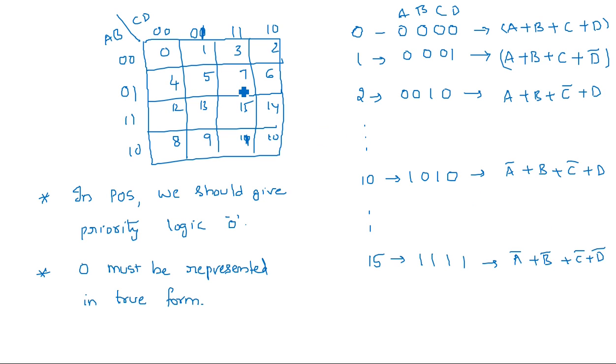Okay, suppose if any value is there here like 0, then you have to map like this. What is the number for this one? 7. 7 means what is the answer? 0111. 0111 means what is the expression? A plus B bar plus C bar plus D bar. This is the expression for this particular 0 which is there in this particular location 7. Hope you understand. Okay, let me take one example, a simple example for the given POS representation.